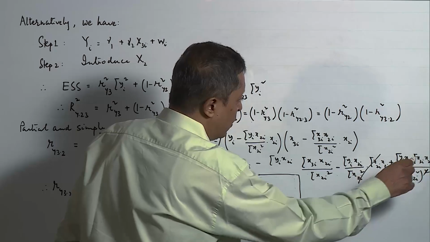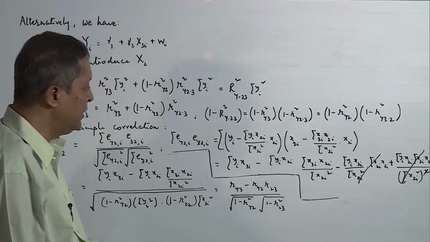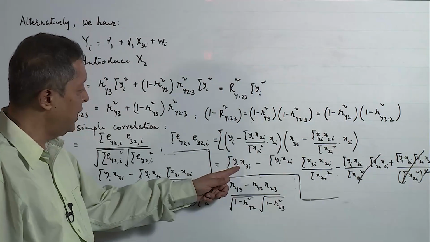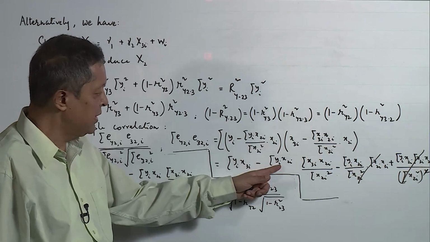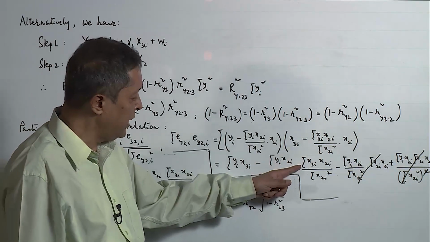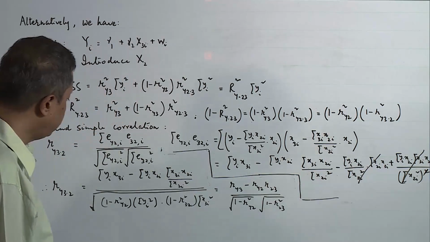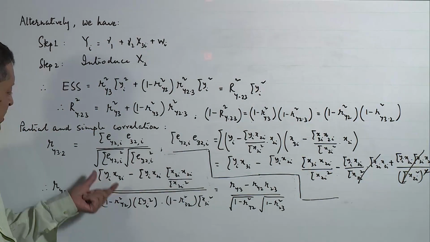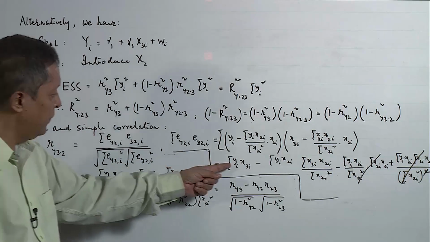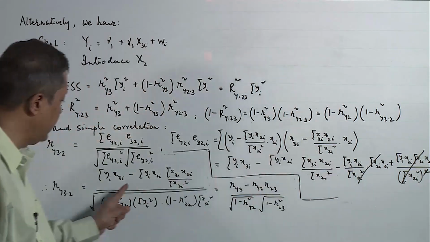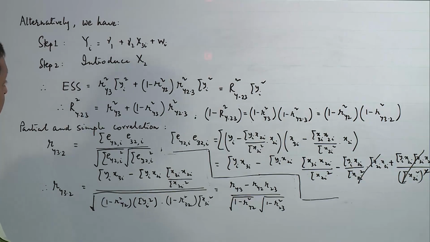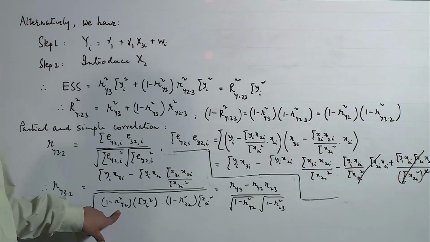So, these two terms also get cancelled and we are left with just two terms: summation yi x3i minus summation yi x2i times x3i x2i divided by summation x2i square. And so, if we just replace this numerator here, that is what we have done here, taken this expression and replaced it here on the numerator, whereas the denominator is much easier to explain.